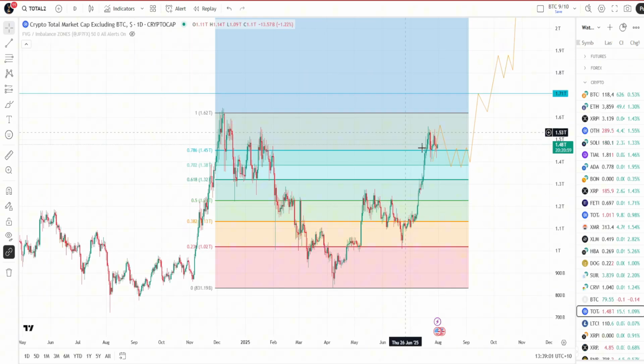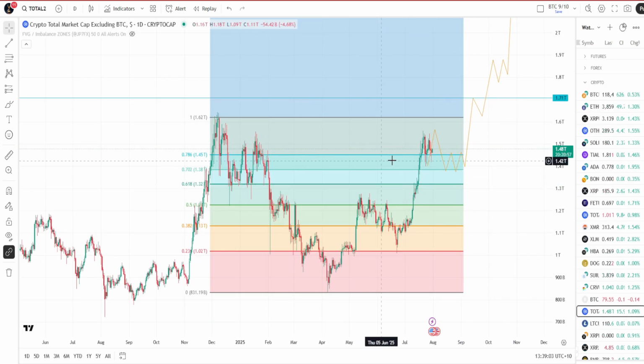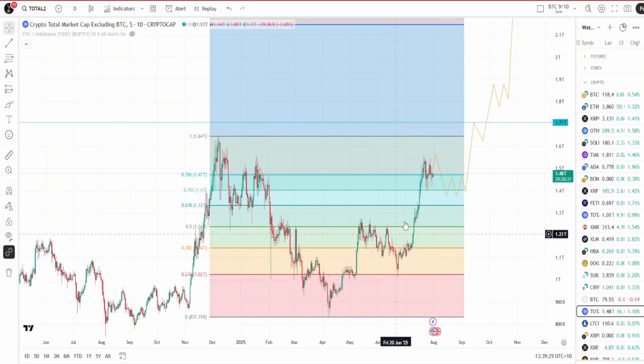The majority of the cryptocurrency market is still just fighting those retracement levels, as we can see here on the total market cap of crypto excluding Bitcoin. However, I do think once we see totals start to break above that 1.65 trillion mark, a lot more people will be convinced that we are actually in an alt season.